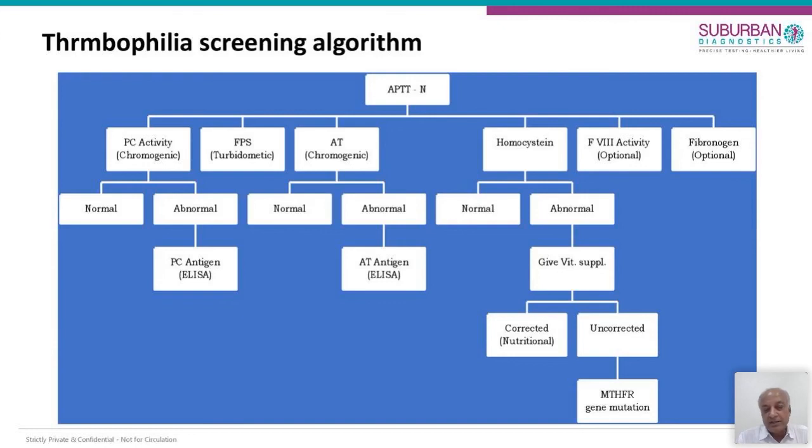Factor VIII activity would be optional, but no more now. It is a part of a panel because of the realization that factor VIII is very, very important in terms of pathogenesis of thrombophilia. And of course, fibrinogen assay level, as well as a thrombin time, which I mentioned earlier, will give you the diagnosis of dysfibrinogenemia.